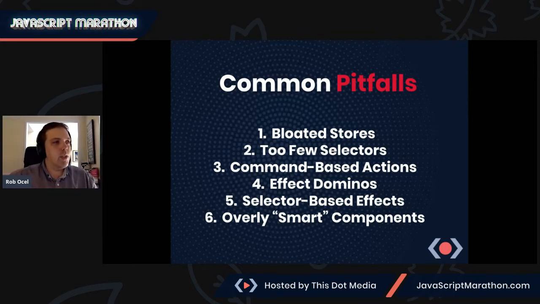Selector-based effects, something which could seem pretty benign and innocent, but actually can lead to a lot of nasty regressions in your code. And then lastly, overly smart components. This is where we're going to bring the idea of coupling back in and talk about why overly smart components, where smart means that they either are subscribed to the store when they could have gotten that data from their parent, or that they know exactly what's going to happen after they dispatch an action, cause some problems for you.